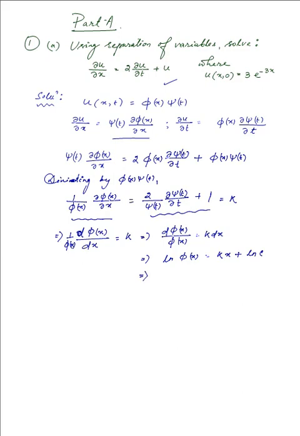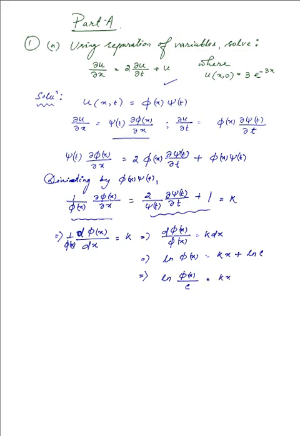So we take that ln c onto the left hand side, and a negative sign will appear, and that will result in the entire logarithmic value being ln of phi x over c, and that will be equal to kx.